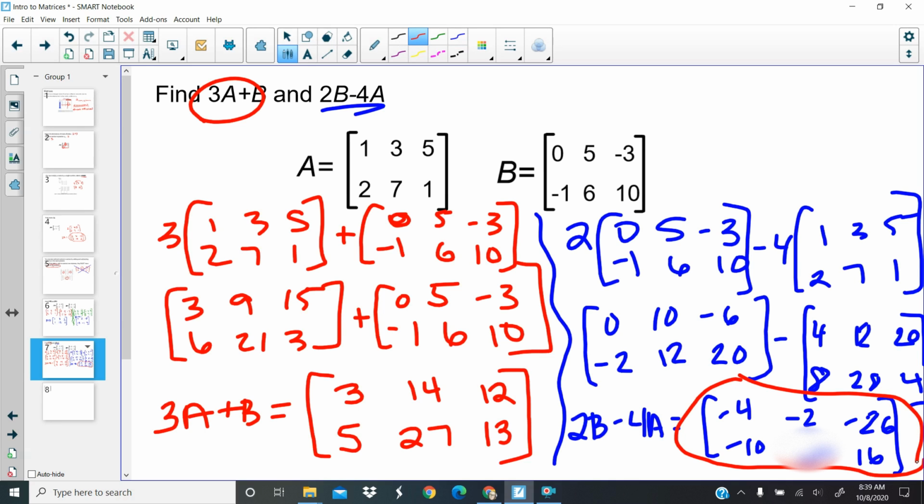So for multiplying by scalars in addition and subtraction, it's not going to get much more difficult than that. Remember, for addition and subtraction, they have to be the same dimensions. And if they're not, then there just isn't going to be a resulting matrix from that. And then for multiplying by scalars, just remember to distribute that scalar to each of the terms in the matrix. And that is about all for this topic on matrices.